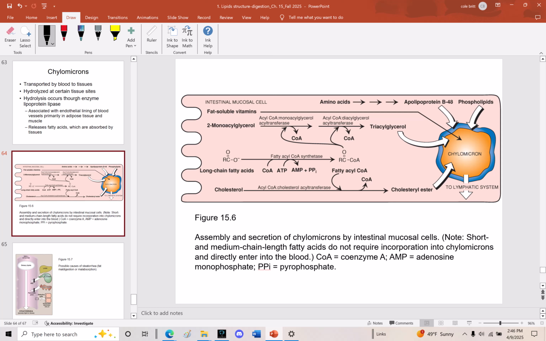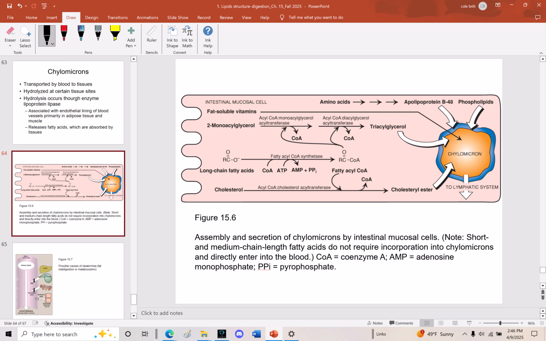Assembly and secretion of chylomicrons by intestinal mucosal cells. That's another word for intestinal cell, intestinal mucosal cell, because there's actually a lot of mucus that your intestinal cells have to make as well. So sometimes we call them intestinal mucosal cells.